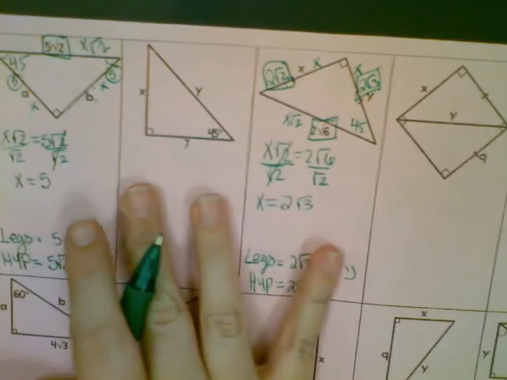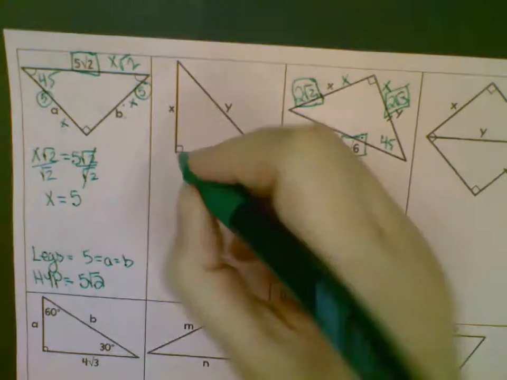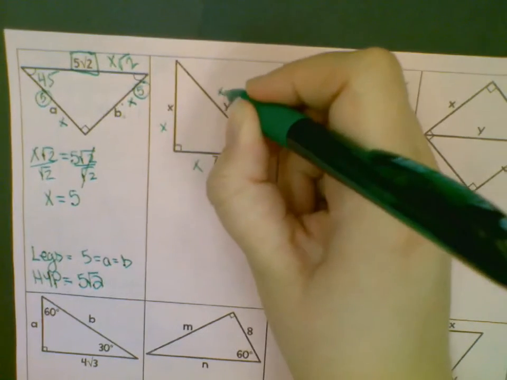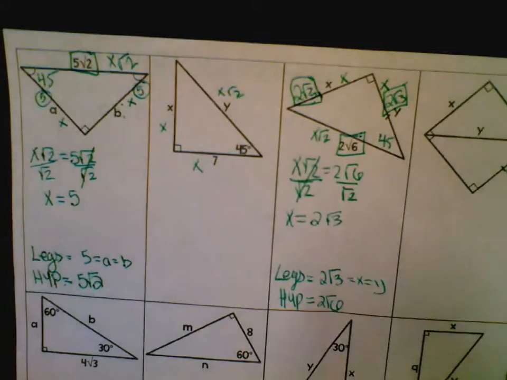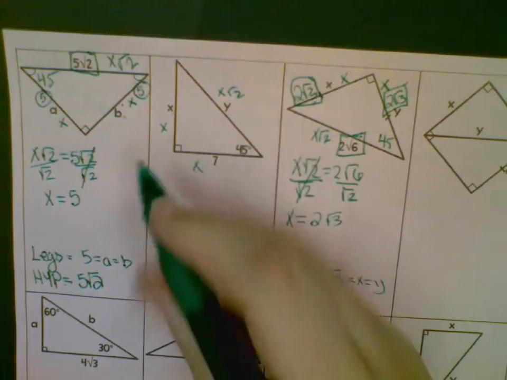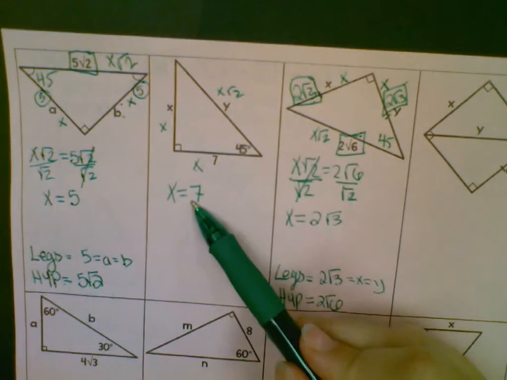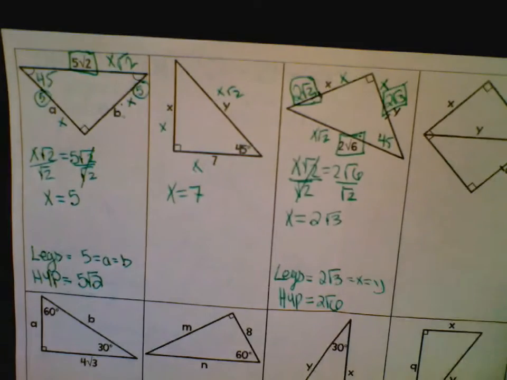Okay, I guess we should do one that doesn't give you the hypotenuse. So for this one, fill in your formulas. We have x, x, x root 2. Make your formula equal the side you were given. So we were given this side, so we know x right away. So we don't have to solve an equation because they gave us x. So when they give you x, those are the easiest ones.